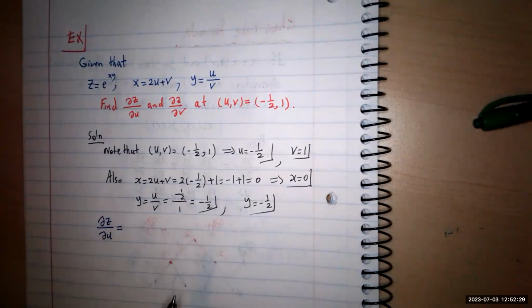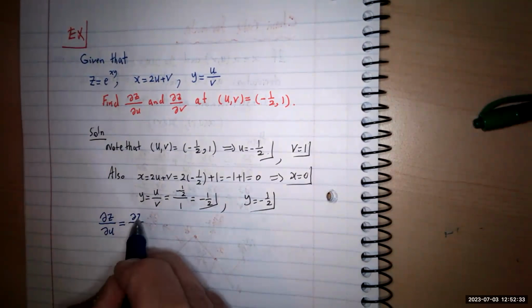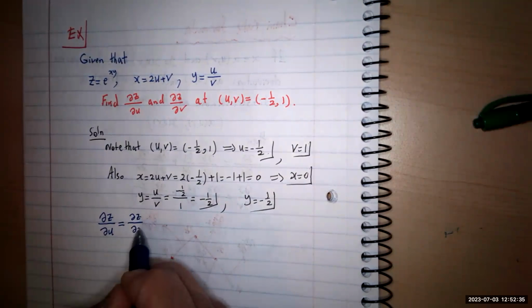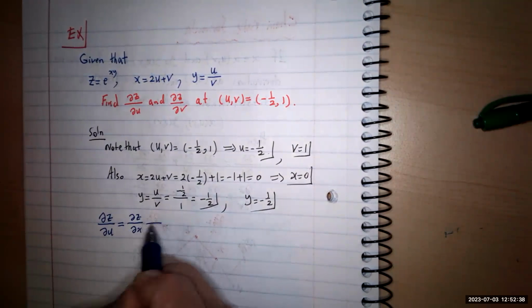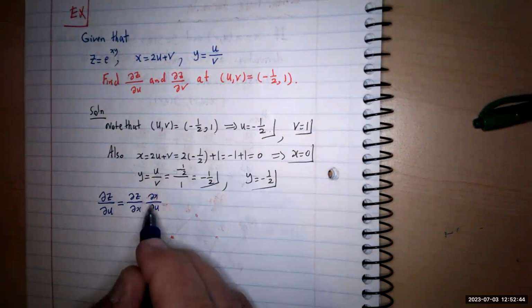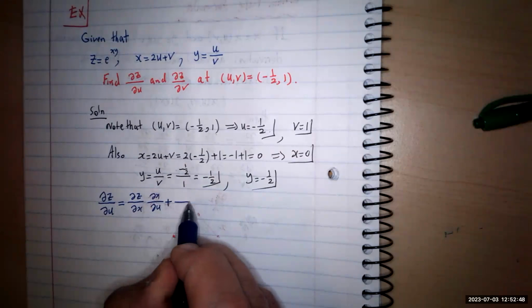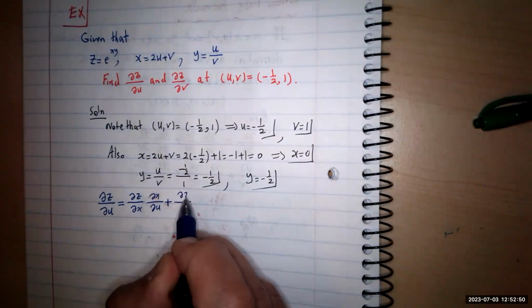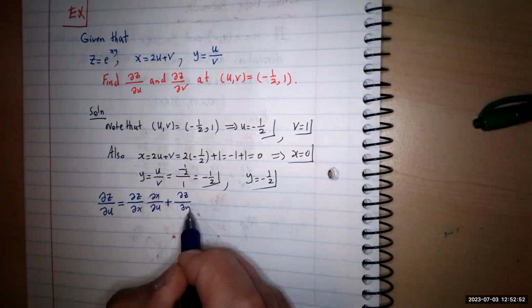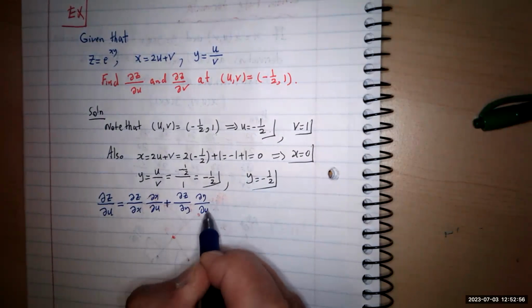z is a function of x and y. It's a function of x, so it's going to be ∂z/∂x. x is a function of u, ∂x/∂u. Chain rule, outside, inside. Plus second variable, the same thing. z is a function of y, so ∂z/∂y. y is also a function of u, ∂y/∂u. This is your formula.